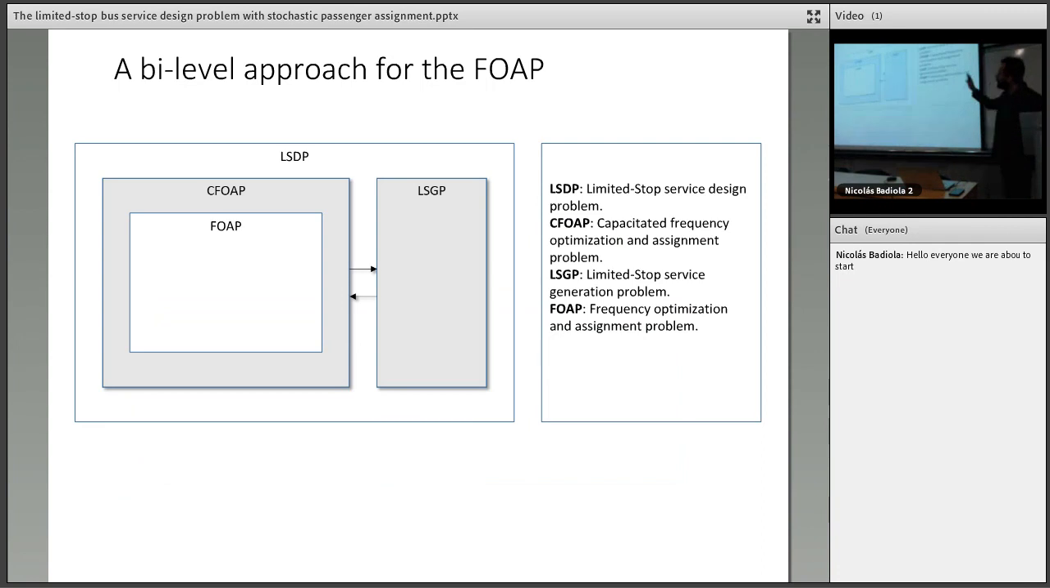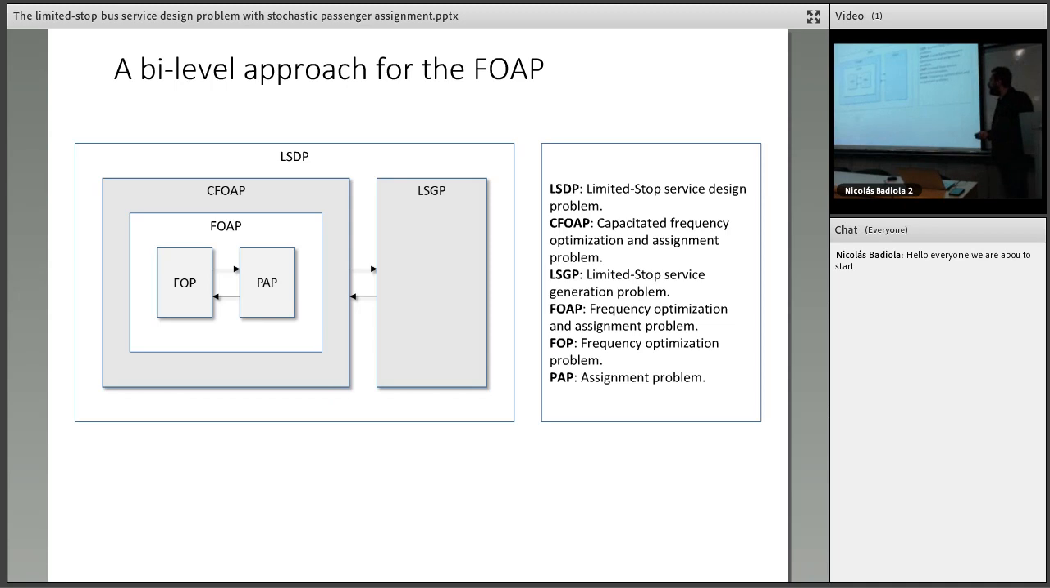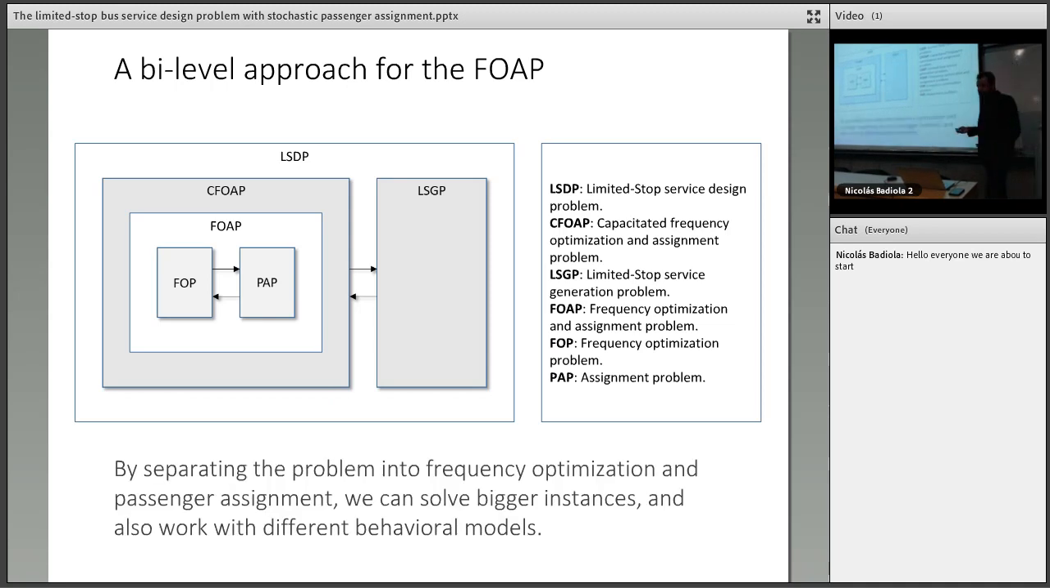So in the framework we proposed before, this problem, the FOAP, is now going to be subdivided into the FOAP and the POP, which are the frequency optimization problem and the passenger assignment problem. And this separation not only is going to give us better solution times, it also means the passenger assignment is not necessarily going to be in the form of an optimization problem. So now we can model assignment the way we want to do it. And that opens the door for a stochastic passenger assignment, which is what we're going to discuss now.